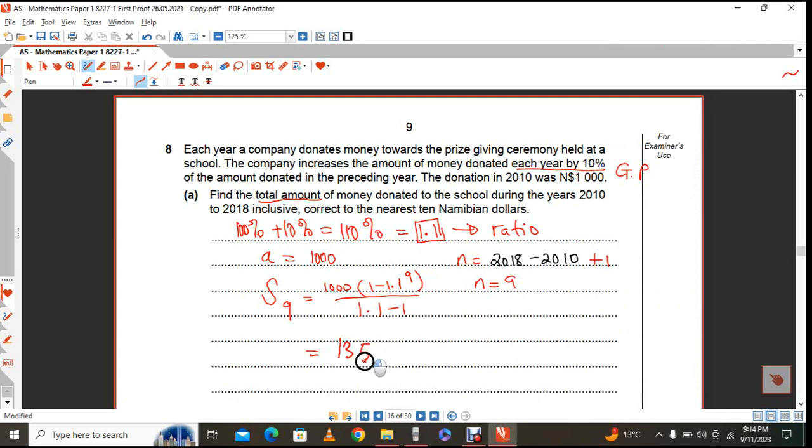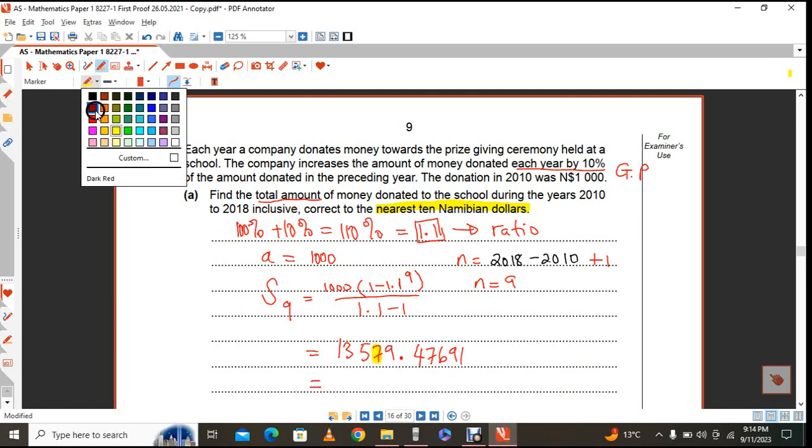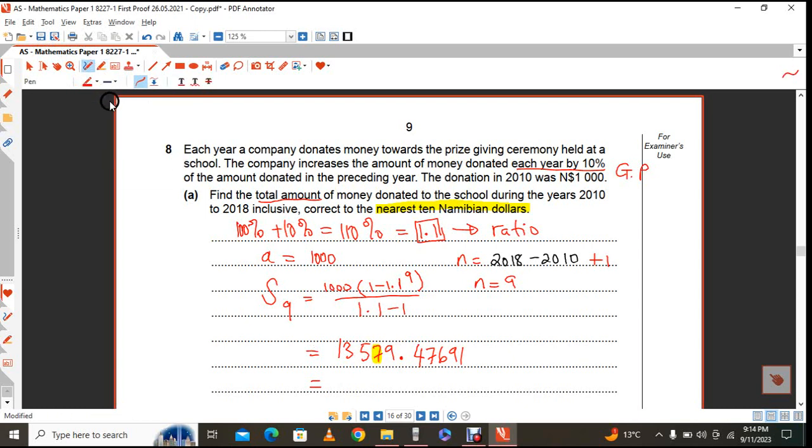13,579 point 47691. Okay, so this is money, but in any case, they are saying we must give this answer to the nearest 10 Namibian dollars. So to the nearest 10 Namibian dollars, obviously this is what is going to be affected. So our answer is going to be 13,580 Namibian dollars.